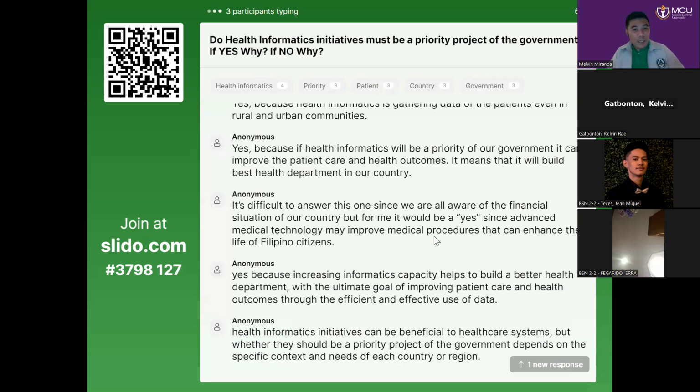So we have an answer here that it's difficult to answer this one since we're all aware of the financial situation of the country. That's a good response because again, it's unexpected. For you it could be yes, because advanced medical technology may improve medical procedures that can enhance the life of Filipino citizens. So before we embrace technology as a way of helping the healthcare system of the country.